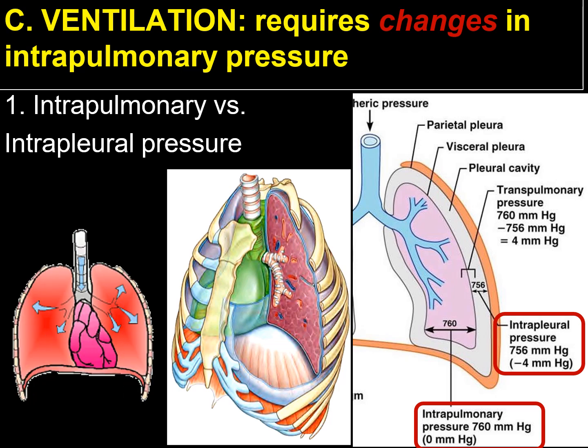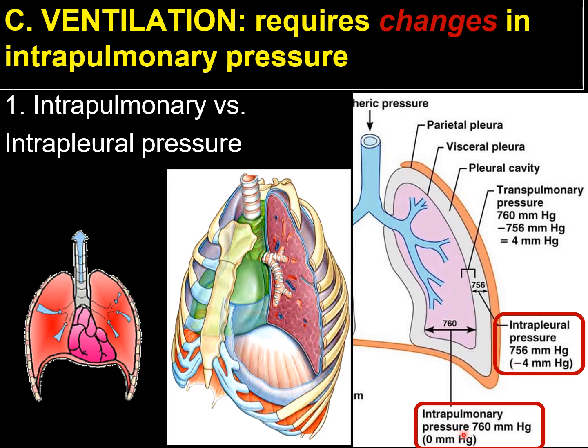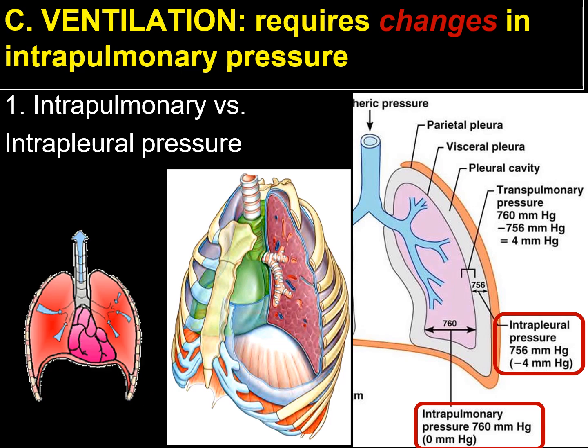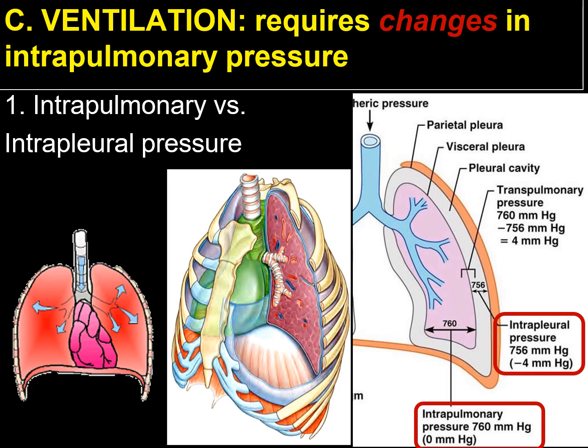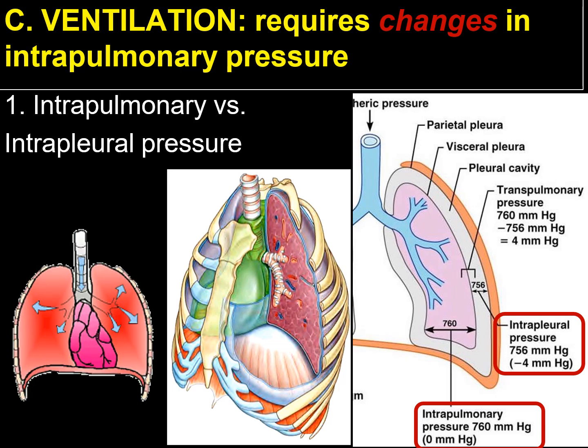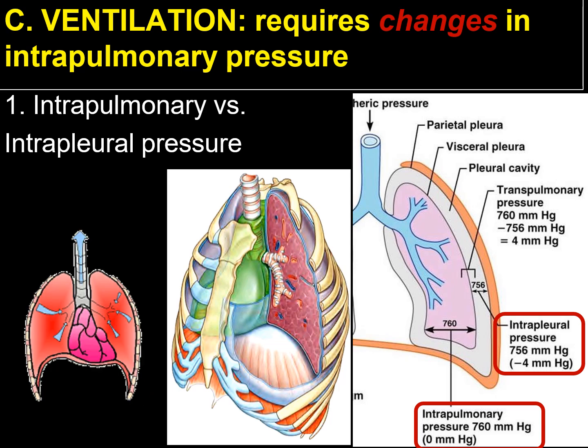So the difference, we call the transpulmonary pressure, is 4. So it's 4 less than this one. So the absolute value is 4. That's what that means. But it's there in order to keep that lung maximally inflated regardless of volume. Because if it's not, you're not going to be able to change its volume when you inhale and exhale. Very, very important.